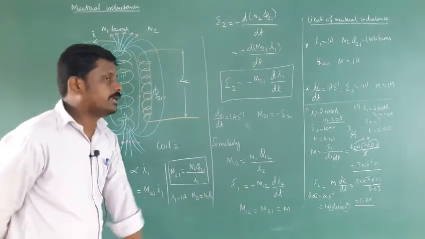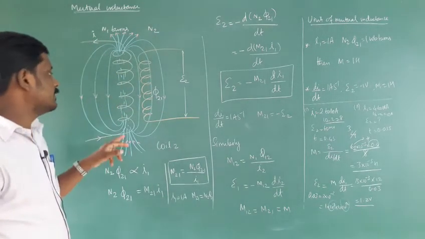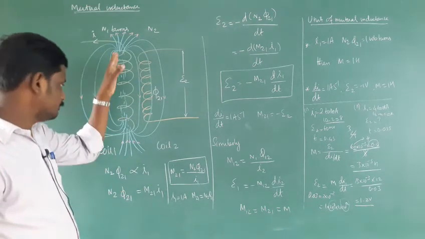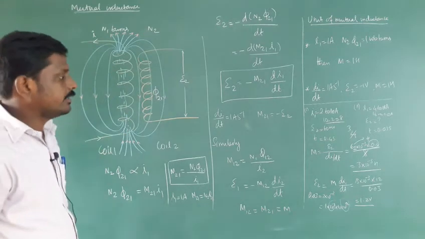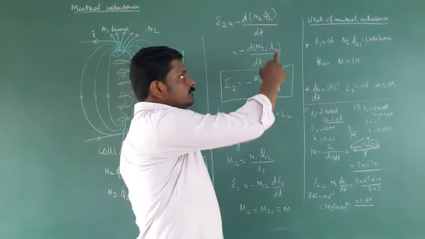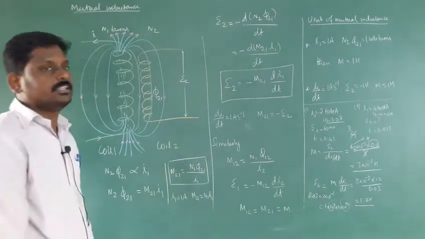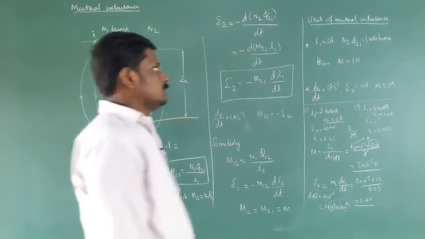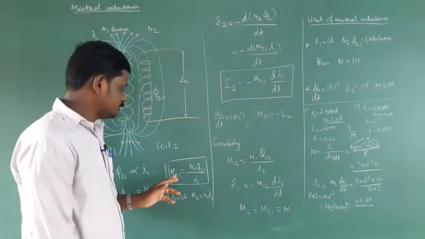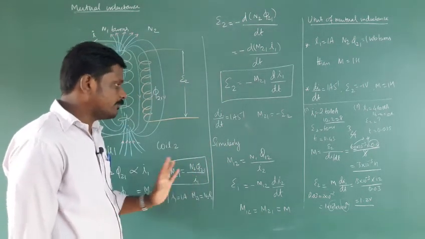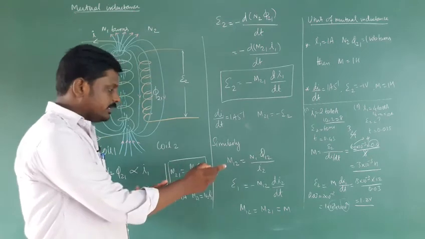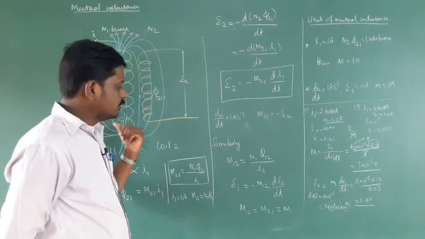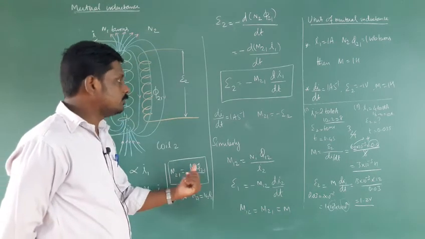Mutual inductance mainly depends upon the size of the coil, the shape of the coil, the orientation of the coil, and the dielectric present inside the coil. Then what is the unit of mutual inductance? We already know the self inductance unit is Henry. Similarly, mutual inductance is also measured in Henry. Using the formula M21 equals N2 phi 21 by I1, mutual inductance is 1 Henry when 1 ampere current flowing in coil 1 produces a flux linkage in coil 2.